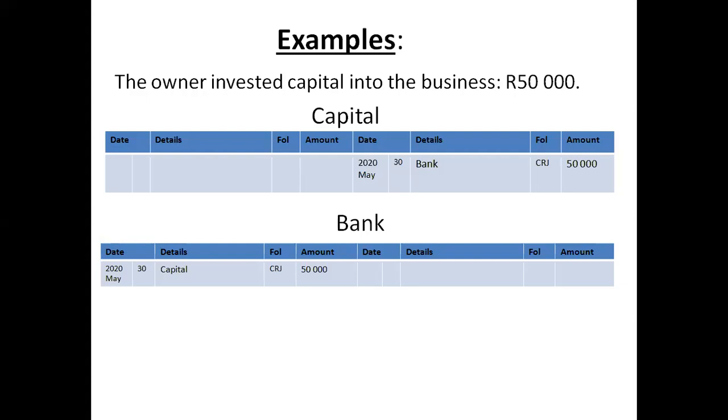Now, let's just get a picture in our head of what is happening here. If the owner invested capital, what does that mean to the business? So what is happening with the business bank account? Right. It means the business is getting the money in. The bank account is going to increase. All right. So you can hear the bank account is going to increase. So therefore, bank is going to be the friend.